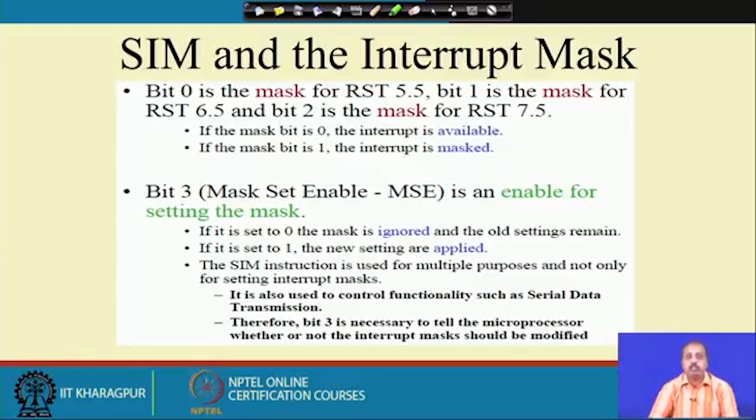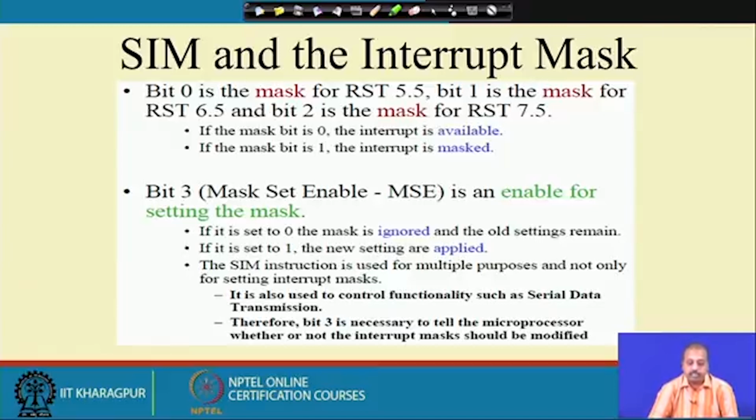If the mask bit is 0, then the interrupt is available. If the mask bit is 1, the interrupt is not available, so it is masked off. Bit number 3 is an enable for setting the mask. If this is 0, then the mask setting will be ignored and the previous settings will continue, and if the bit is 1, then the new settings will be applied.